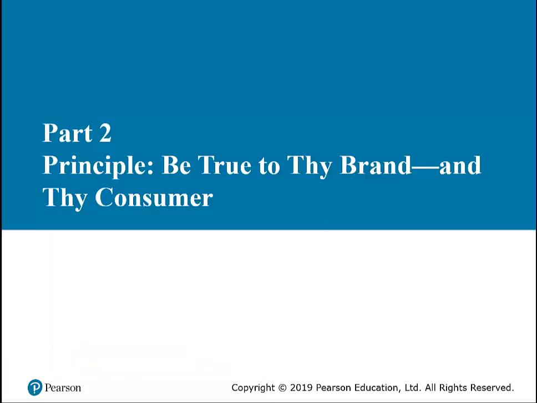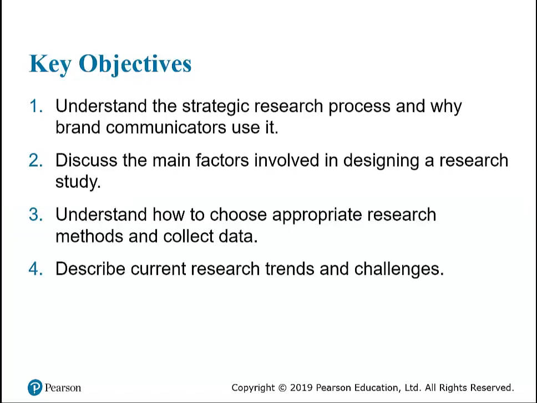Part 2, Principle. Be true to thy brand and thy consumer. Key objectives. Number 1, understand the strategic research process and why brand communicators use it. Number 2, discuss the main factors involved in designing a research study. Number 3, understand how to choose appropriate research methods and collect data. And number 4, describe current research trends and challenges.